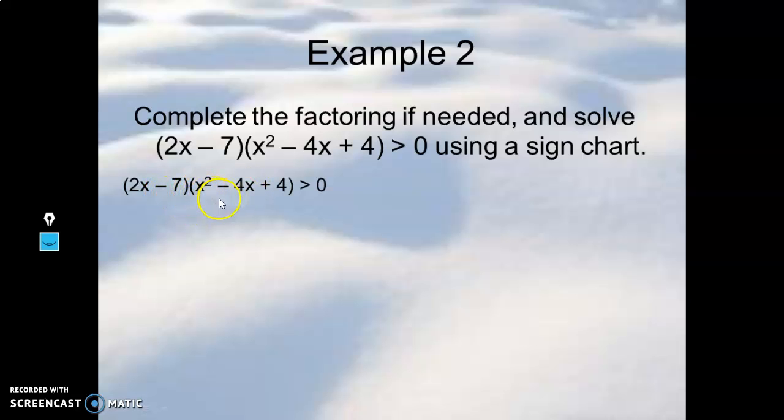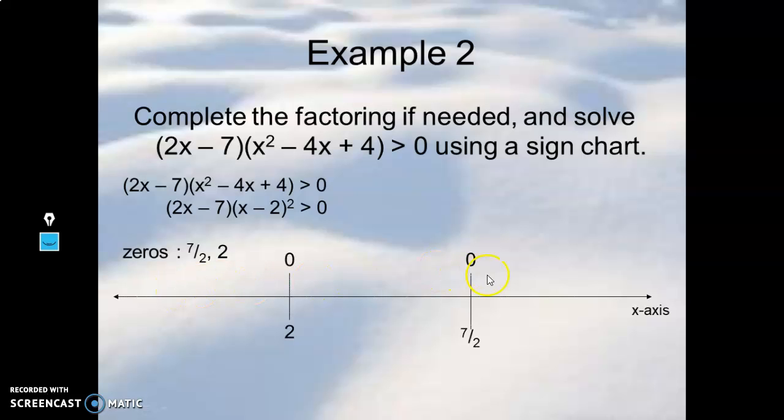So we're going to factor this, because guess what? This does factor further here. So we have (2x minus 7)(x minus 2) squared greater than 0. All right, so let's find the zeros. Oh, I already did it. 7/2 and 2. Set each factor equal to 0 and solve to get the zeros.